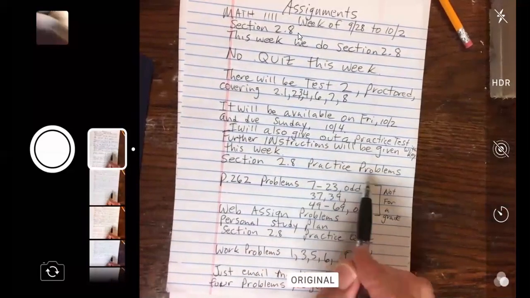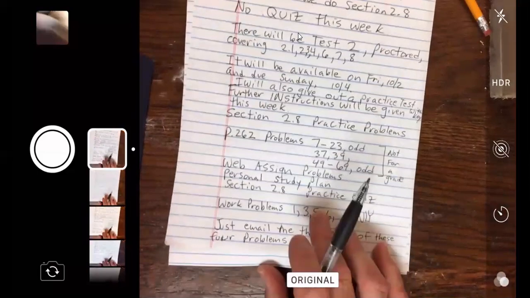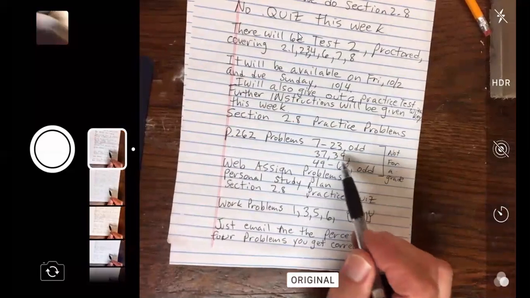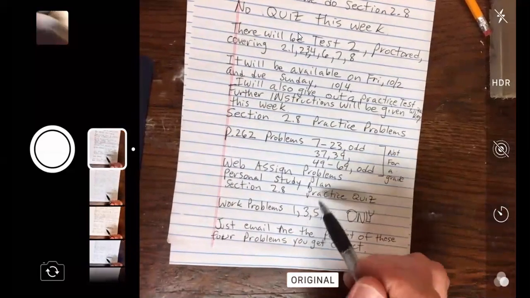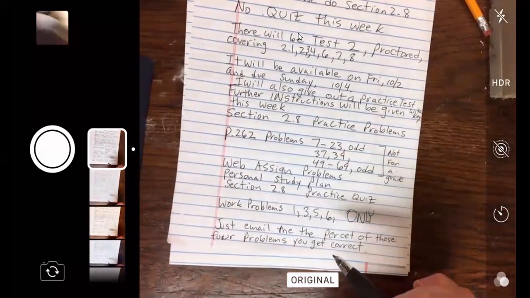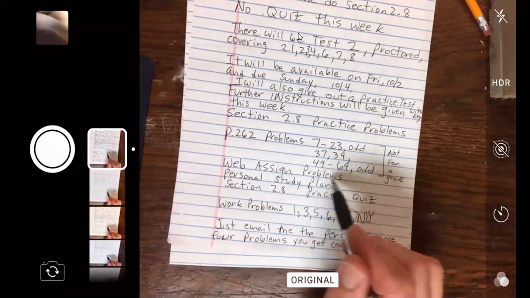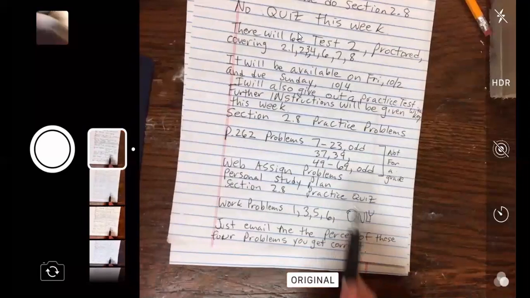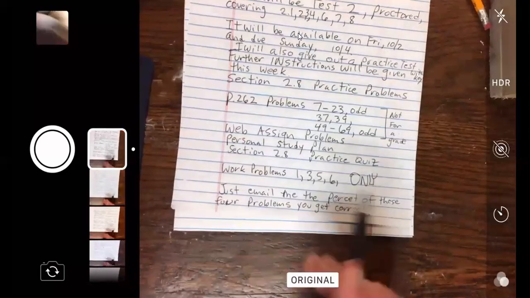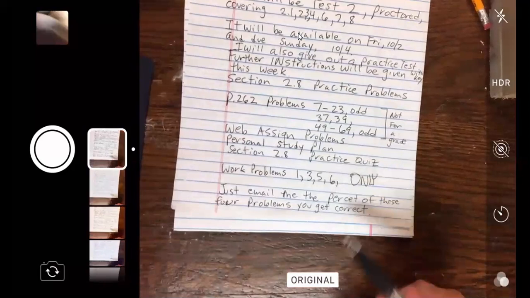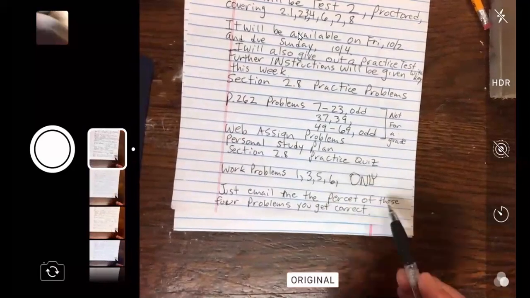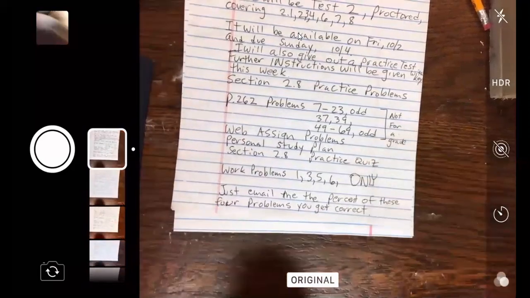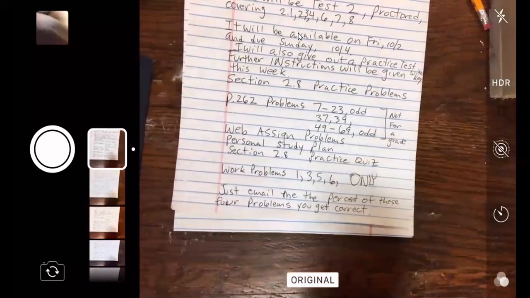The practice problems for this week are page 262, problems 7 to 23 odd, 37 and 39, and 49 to 69 odd. And on WebAssign, we're doing the personal study plan, section 2.8 practice quiz, which has just 4 problems: 1, 3, 5, and 6 only. And you can just email me the percent of these 4 problems that you get correct.